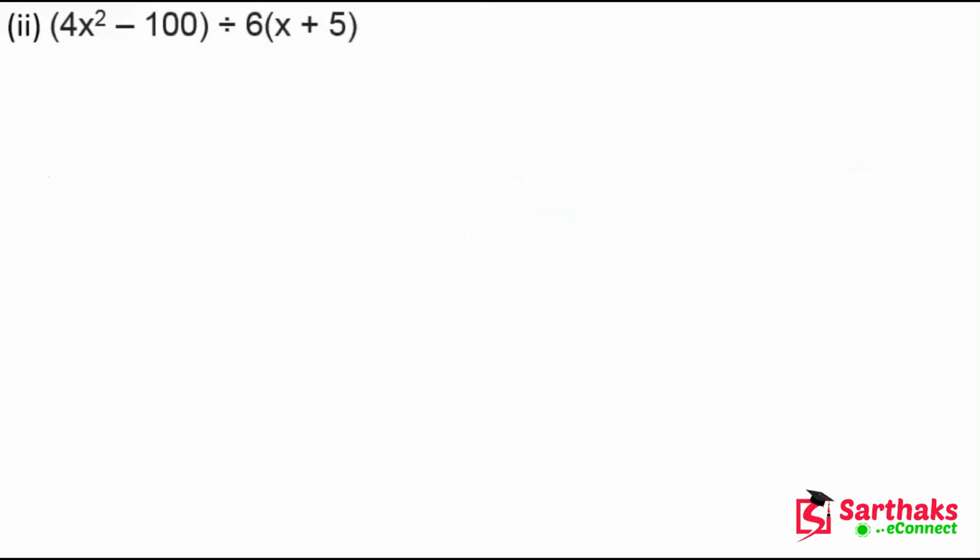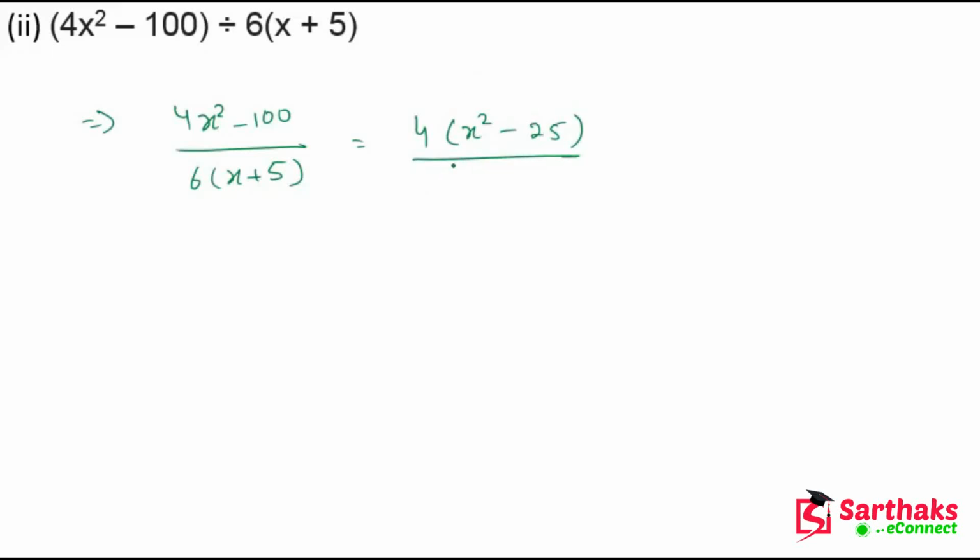Now the next question: we have 4x square minus 100 divided by 6 into x plus 5. This is a good question. From the numerator we can take 4 as a common factor and we get x square minus 25, divided by 6 into x plus 5. Now we can use an identity. We know that a square minus b square is a plus b into a minus b.